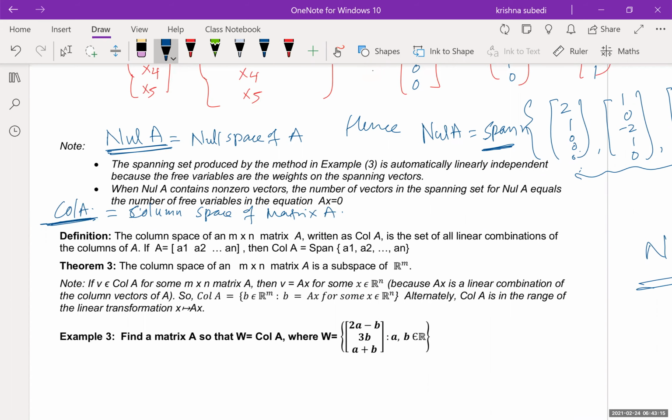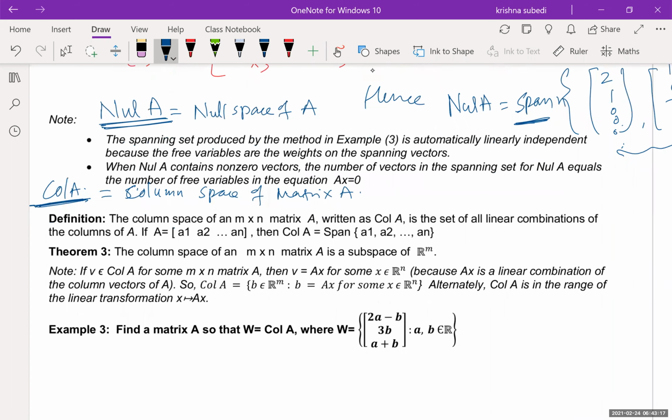So what is that? Here is the definition. The column space of an m by n matrix A, written as Col A, is the set of all linear combinations of the columns of A. If A has columns A1, A2, ..., An, then the column space of A is actually the span. Span means create, you know that. It's a space created by those vectors in the column space of A.